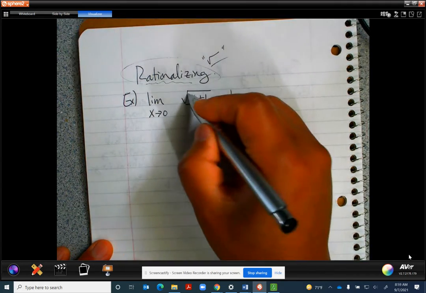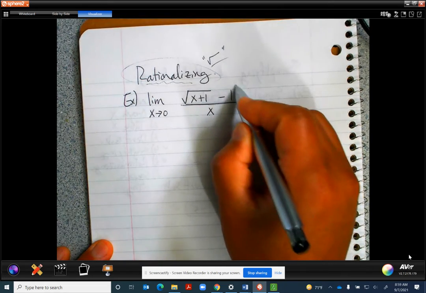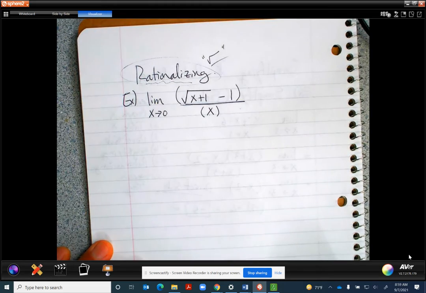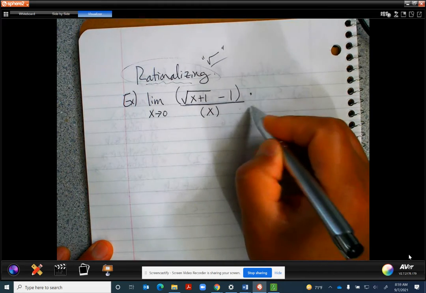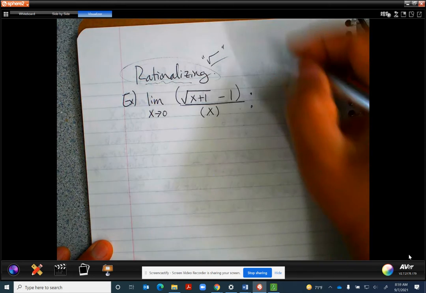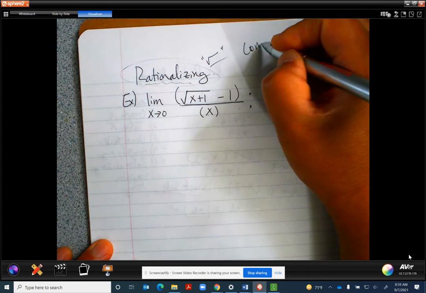So here's a square root. I like to put parentheses around them. I'm going to put a parenthesis around this, and we're going to multiply top and bottom by the conjugate of that. Now we need to go back and kind of define what conjugate is. Conjugate.